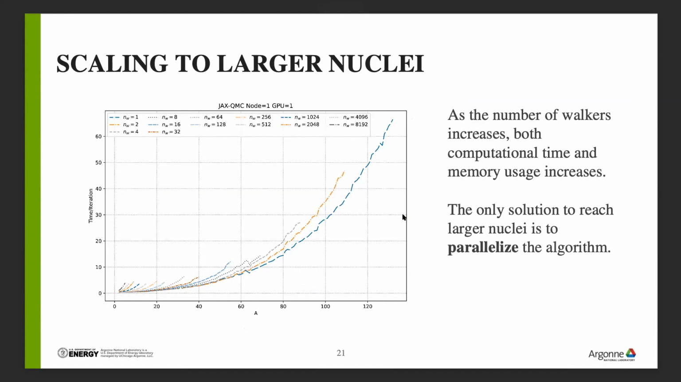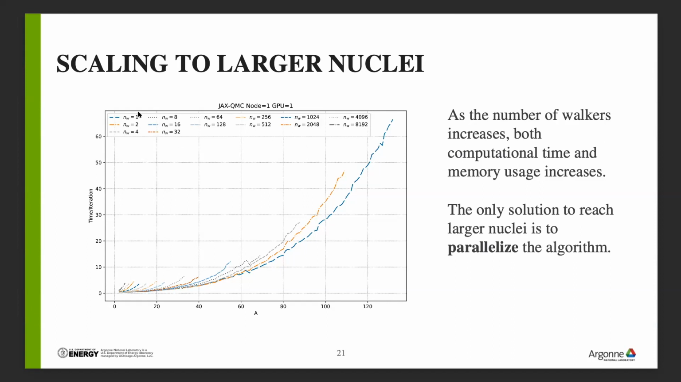It wasn't super interesting, except as a technique demonstration, but now we started looking at scaling to larger and larger nuclei. So the way you do this is, as you get to a bigger system, you need more walkers because you just need more statistics, you need a more complicated wave function, you need a better sampling of your integral. The challenge is, as the number of walkers increases, which is the number of times we're sampling that multidimensional integral, it increases both the computational time and memory usage.